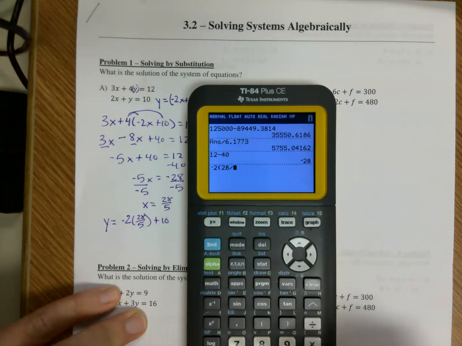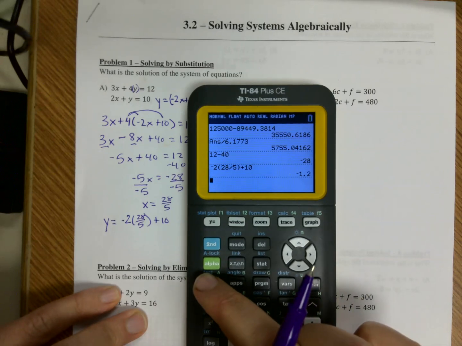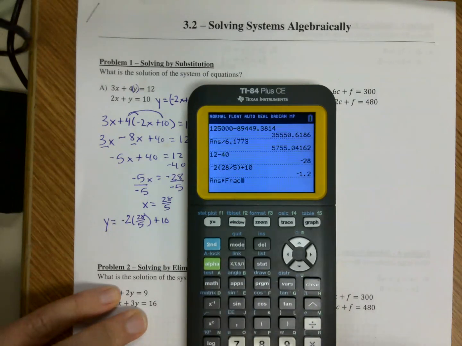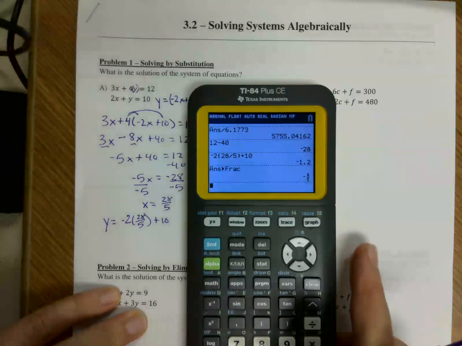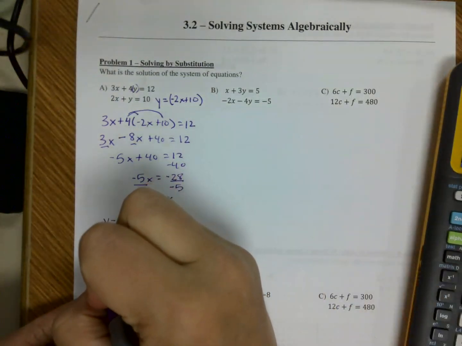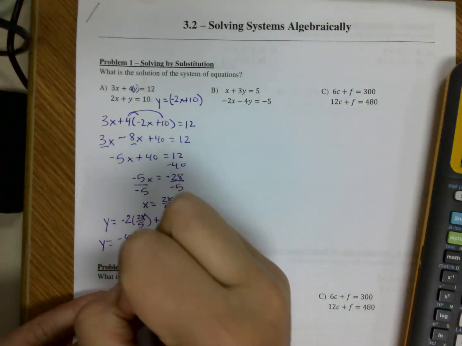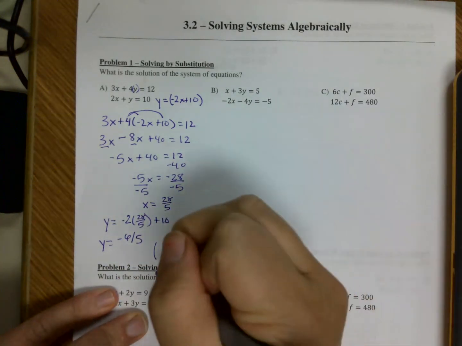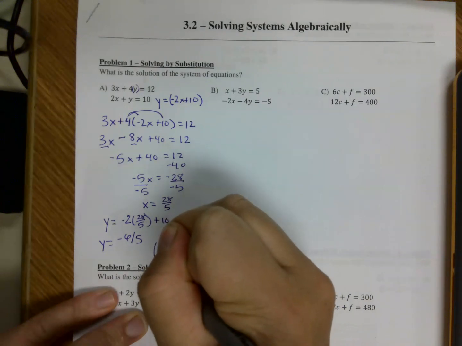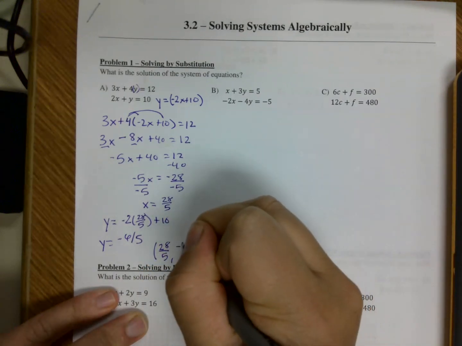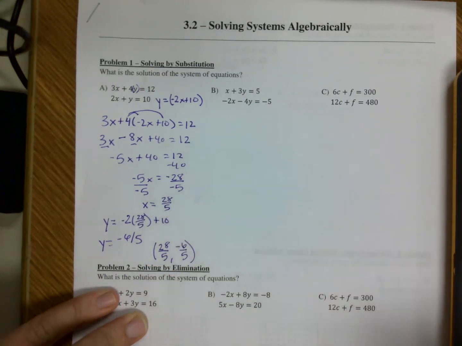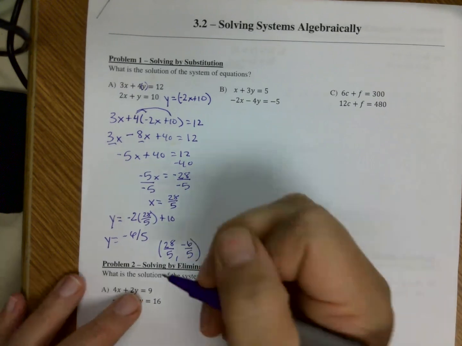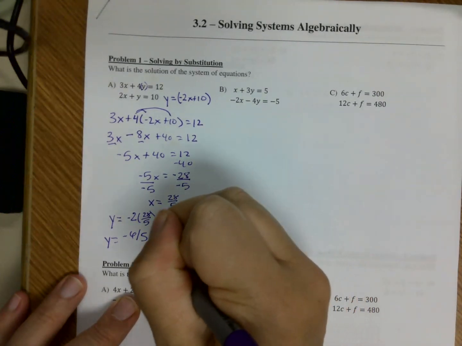I'm going to do 28 divided by 5. You could still also do your fraction key, plus 10. I should get a decimal. I'm going to go to math and change it to a fraction. So negative 6 fifths. So y is equal to negative 6 fifths. And if you leave your answer just like this, you'll be wrong. Your answers should be an ordered pair. So x goes in my x spot, y goes in my y spot. And there you have it. This right here is my final answer.